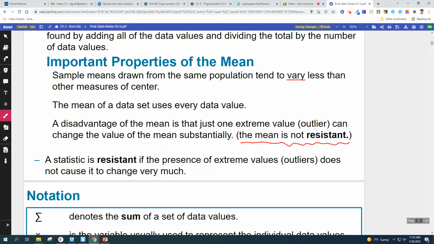And we get this word resistant, or in this case, the mean is not resistant. And that word is going to come back over and over throughout the chapter. So that's not a word that you know, I don't think, resistance. But as soon as you can learn that word, the sooner the better. A statistic is resistant if the presence of extreme values or outliers does not cause it to change very much. So go back and read what this says. The mean is not resistant. And so what that means is one outlier is going to change the value of the mean, not resistant.